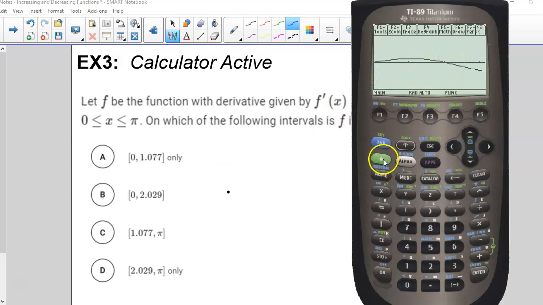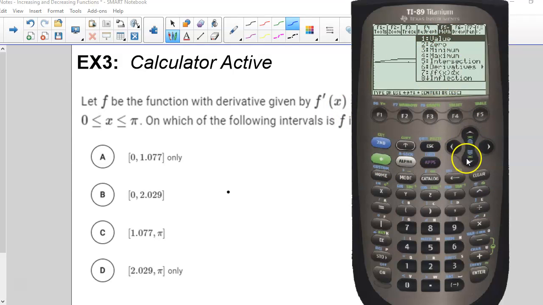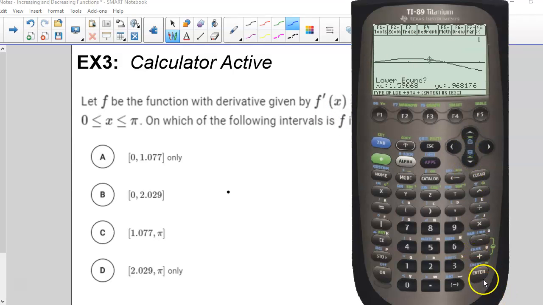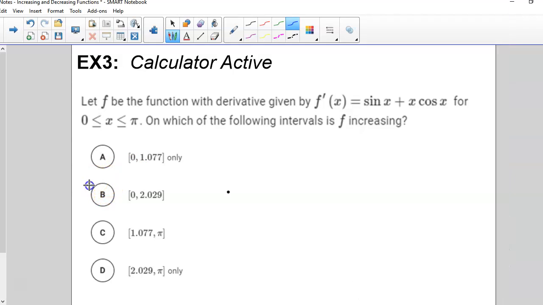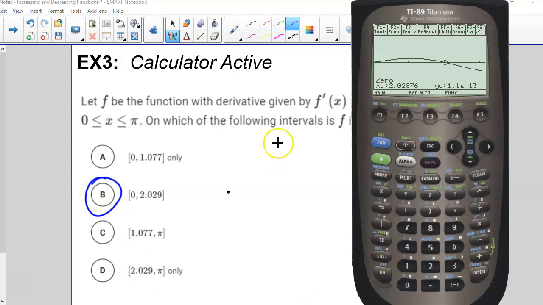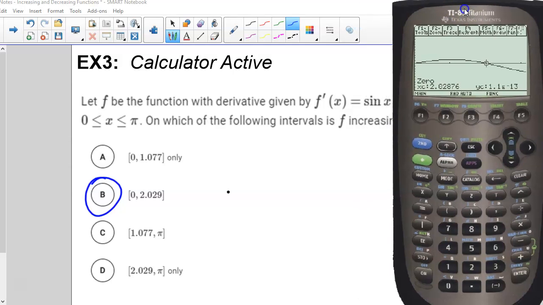Let's do F5 and find that 0 right there just to be sure. Lower bound. Upper bound. Yes, 2.0287. So that's 2.029. So for this one, we would choose B. And if this is free response, we would say that f is increasing on that interval because f prime is positive on that interval.